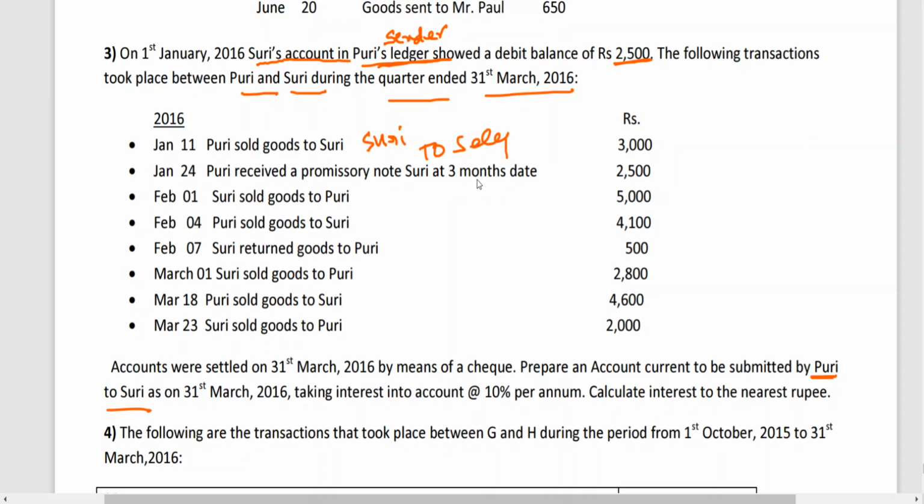Puri received a promissory note, 3 months date, which is nothing but bills receivable. It is a bill of exchange: bills receivable to Puri. Suri sold goods to Puri. Here Suri sold goods means we are buying. Purchases to Suri. Puri sold goods to Suri.